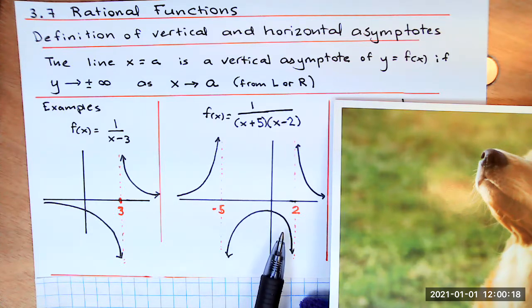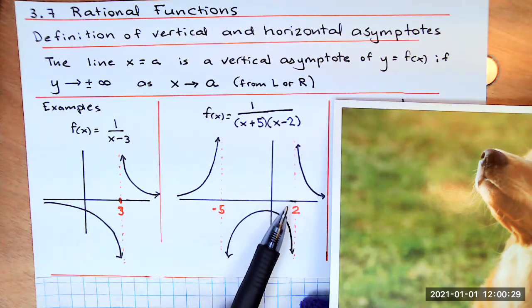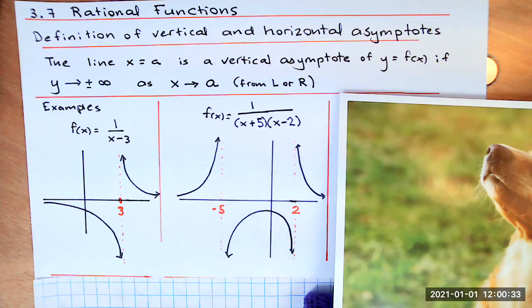And the opposite for x equals 2. If you approach positive 2 from the left, it'll go to negative infinity. If you approach x equals 2 from the right, it'll go to positive infinity. Let's look at another example.